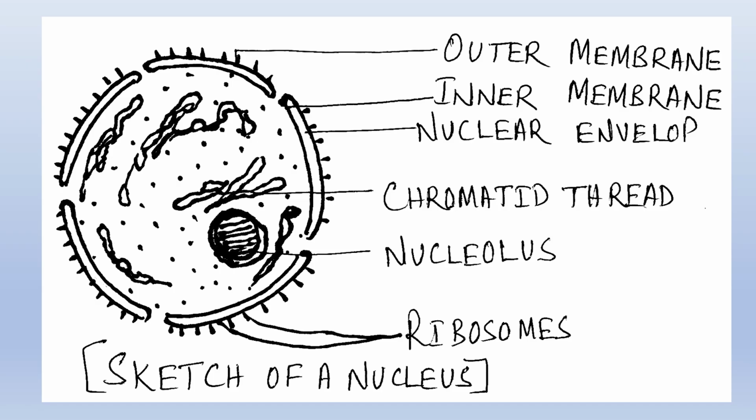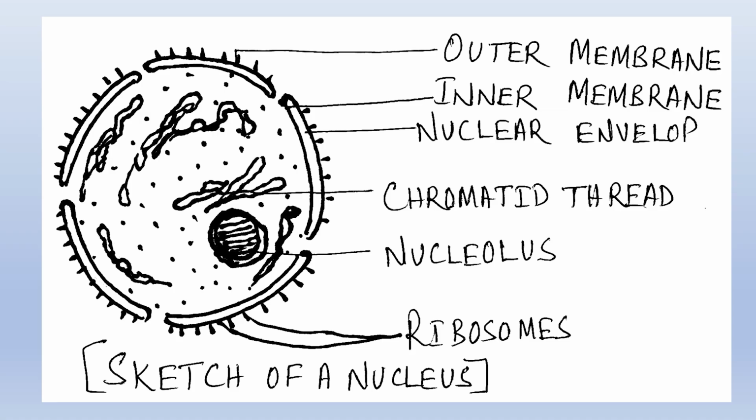Children, see the structure of nucleus. It consists of outer membrane, inner membrane. In between the outer and inner membrane, there is a space which is called the intermembranous space, and these two make up the nuclear envelope. Inside the nuclear envelope, there is a sap or fluid present which is called the nucleoplasm. And this nucleoplasm consists of chromatin threads, that is DNA and protein structures. They are found floating inside the nucleoplasm. And then ribosomes are also attached to the outer membrane sometimes.